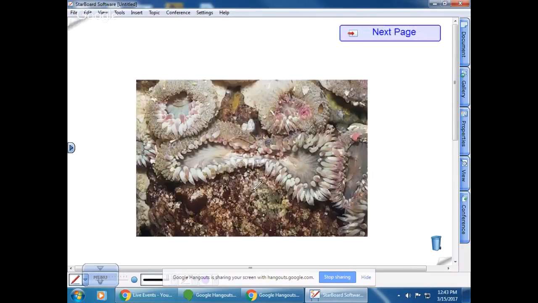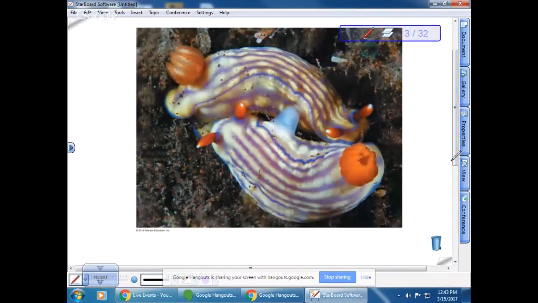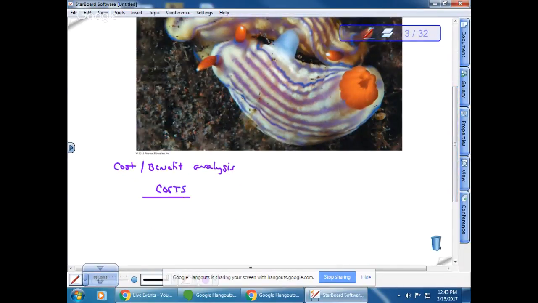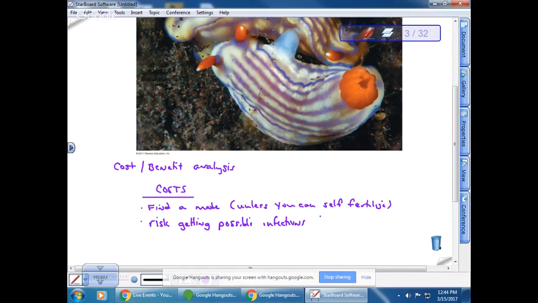So the question is, if we think about the costs and benefits of sexual reproduction, one cost of sexual reproduction is that you have to find a mate. Okay. So we'll look at a cost-benefit analysis of sexual reproduction. If we look at the costs, you have to find a mate unless you can self-fertilize. And then you have to risk getting possible infections from another individual. So sexual reproduction can be risky.